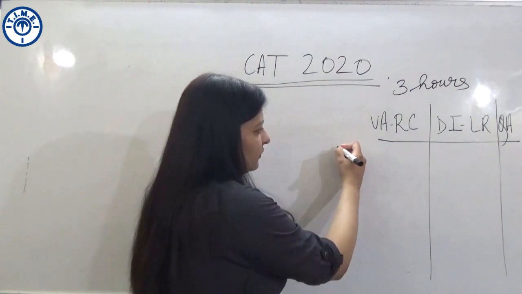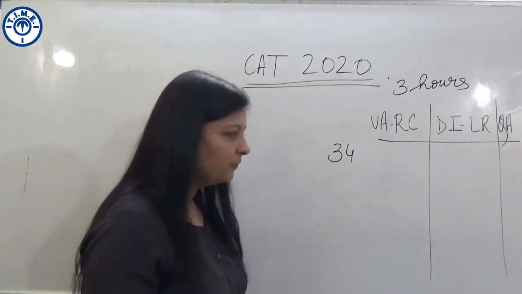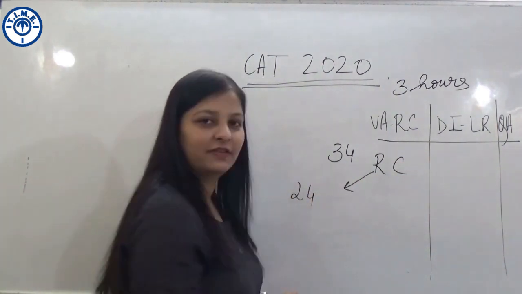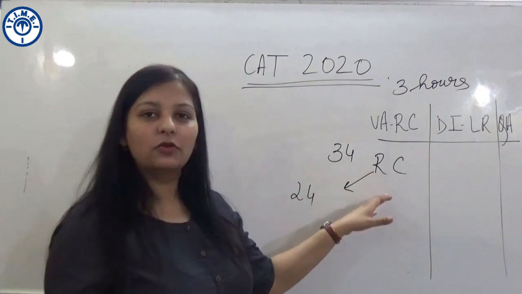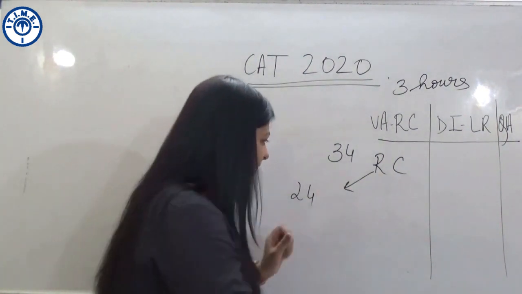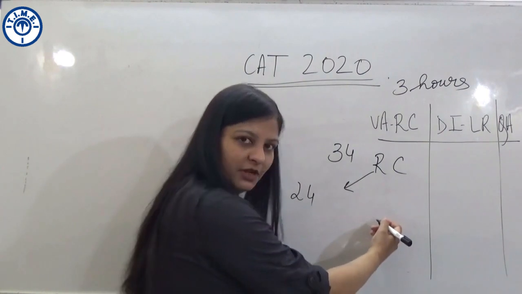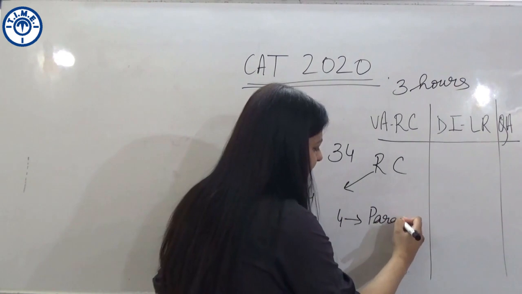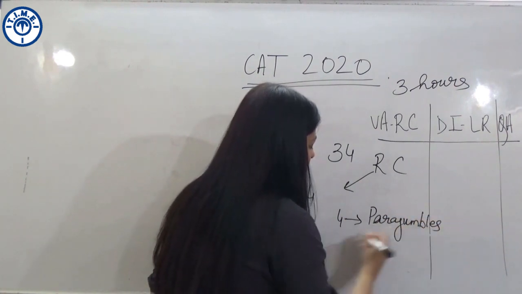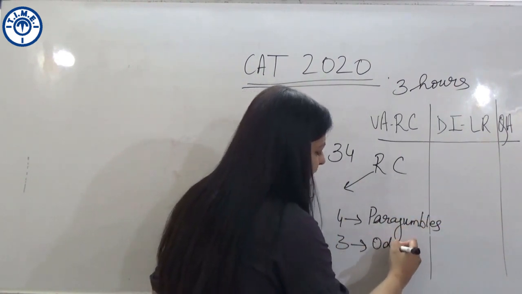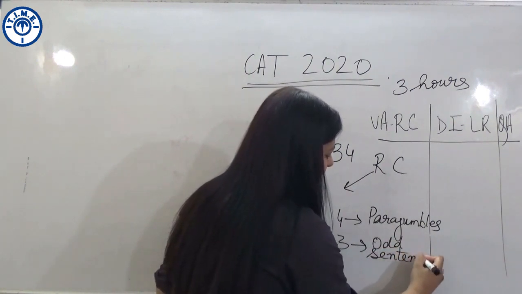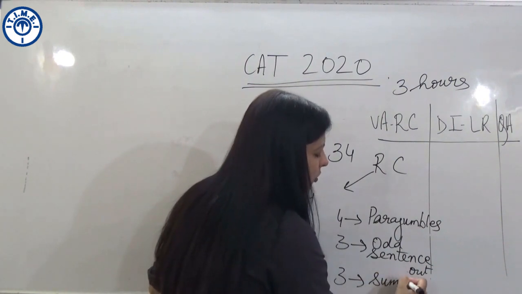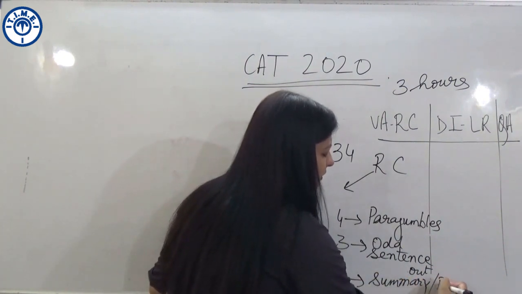The total number of questions you get in VARC is 34, out of which 24 questions are from reading comprehension itself. So you can see the weightage of reading comprehension is quite a lot in CAT. The remaining 10 questions are from verbal ability, out of which 4 questions are from parajumbles, 3 questions are from odd sentence out, and 3 questions are either from summary or from para-completion.